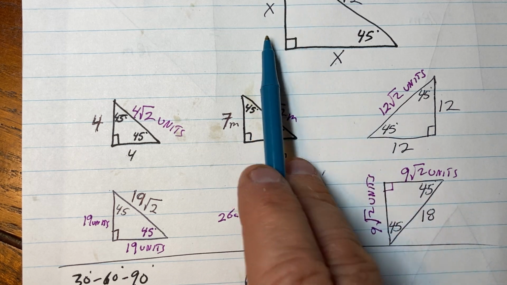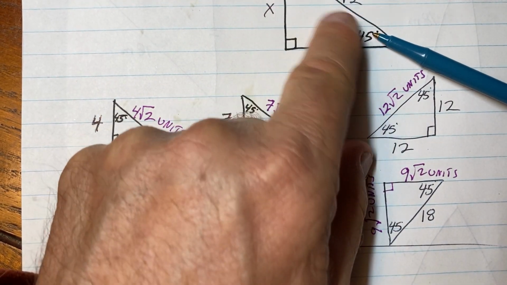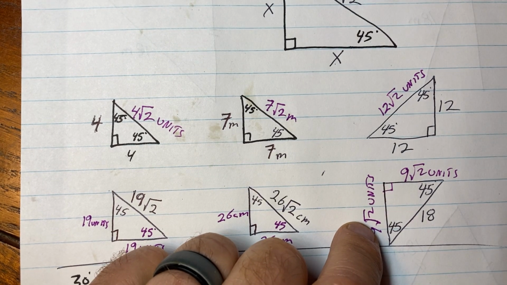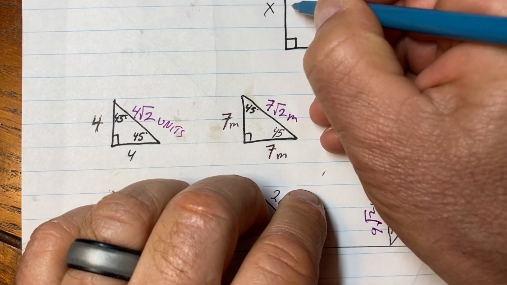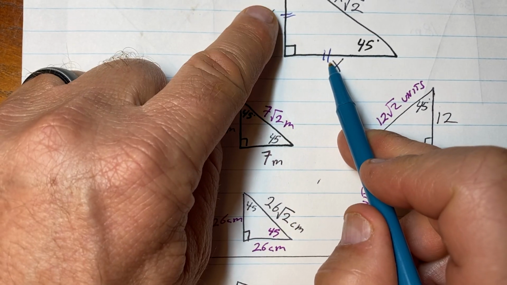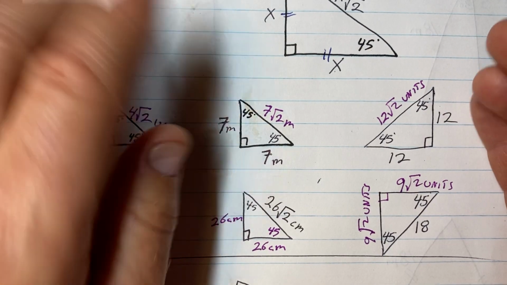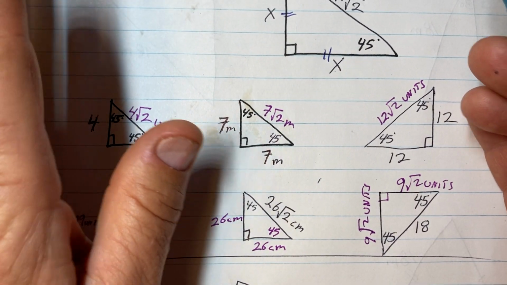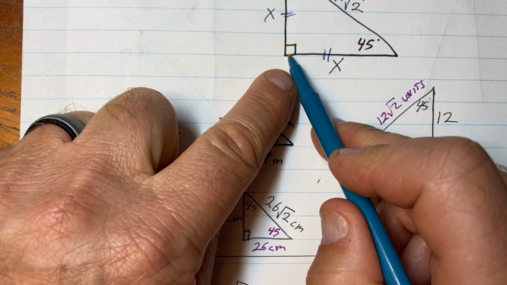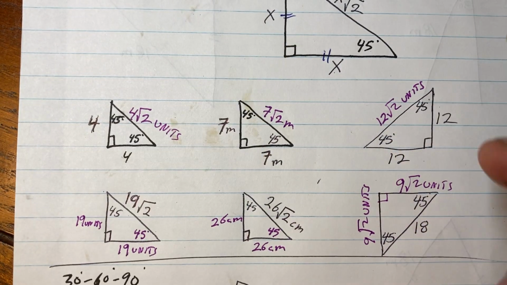And if that's 45, 45, 90, it has to be an isosceles triangle because if the base angles are congruent, the opposite sides are congruent. This has to be an isosceles right triangle. It's a right triangle, it's isosceles. If it's isosceles, not necessarily. If it's a right triangle, not necessarily. If it's isosceles and right, then this has to be a 45, 45, 90.